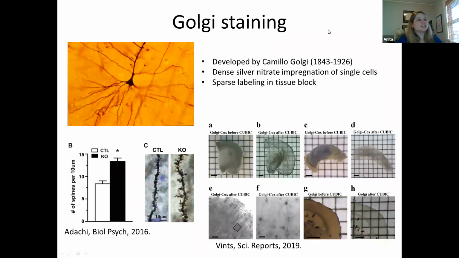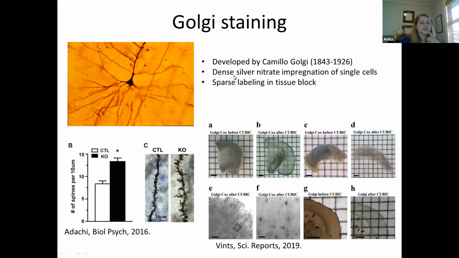So I wasn't actually going to spend time on Golgi staining, but I came across a recent application where they're using Golgi staining in cleared tissue. So I thought that was pretty cool. Again, we already mentioned Camillo Golgi, contemporaneous with Ramon Cajal. And this is basically a silver nitrate impregnation. It's not entirely clear how the silver nitrate is impregnating particular cells, but it leads to really sparse staining.